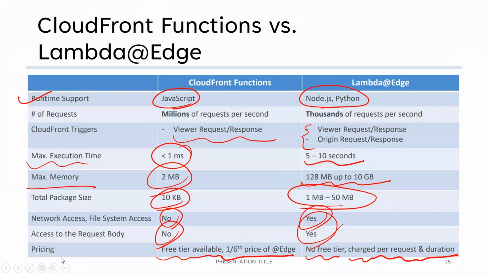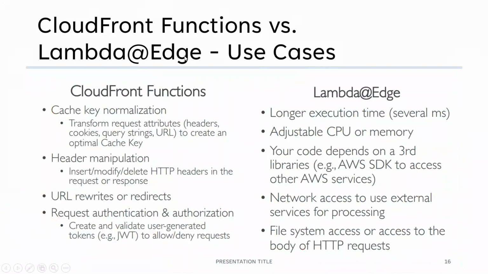Let's move on to the next slide. So the use cases, I think, are very easy to understand. CloudFront Functions handle cache key normalization, transforming request attributes like headers, cookies, query strings, and the URL to create an optimal cache key. It only deals with viewer request and response. If you want to manipulate the request headers, query strings or URL of the viewer, then you can use CloudFront Functions for that. Header manipulation, same thing.